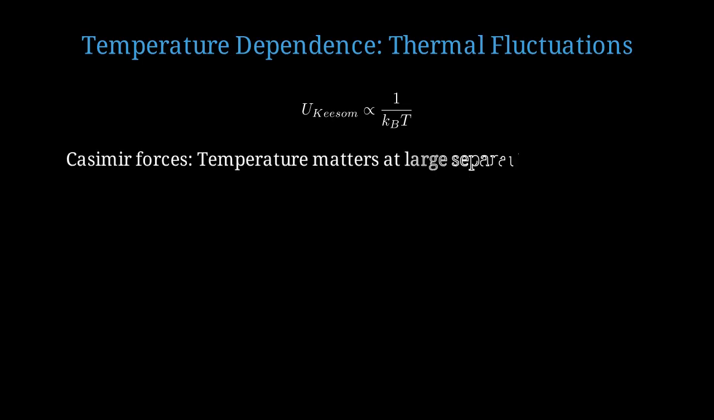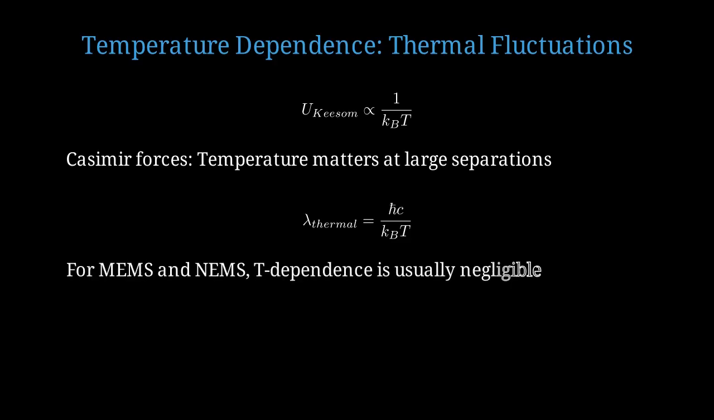Casimir forces, on the other hand, can show temperature dependence at large separations, above about 1 micrometer. At these distances, thermal photons contribute to the vacuum fluctuations. The thermal wavelength is h bar c over kBT. At room temperature, this is about 7.6 micrometers. When the gap is comparable to this, thermal corrections become important. For typical MEMS and NEMS gaps, which are much smaller than the thermal wavelength, temperature dependence is usually negligible.